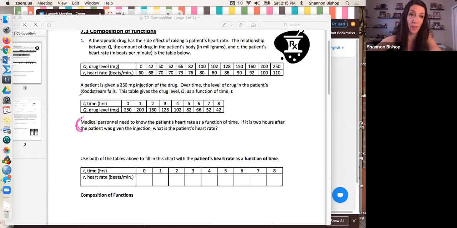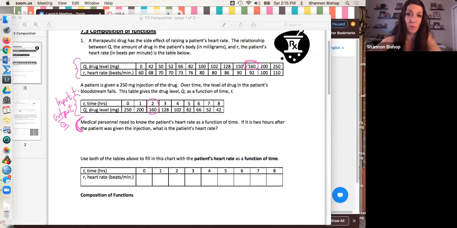Well, we had to look at this table first, because this table is the one that inputs time and outputs the drug level, Q. By going to that table, we were able to see that after 2 hours, there would be 160 milligrams of drug. The output is 160 milligrams of drug. But that's not where the problem stopped. We then had to take that 160 milligrams and go look at this table for the 160 milligram mark.